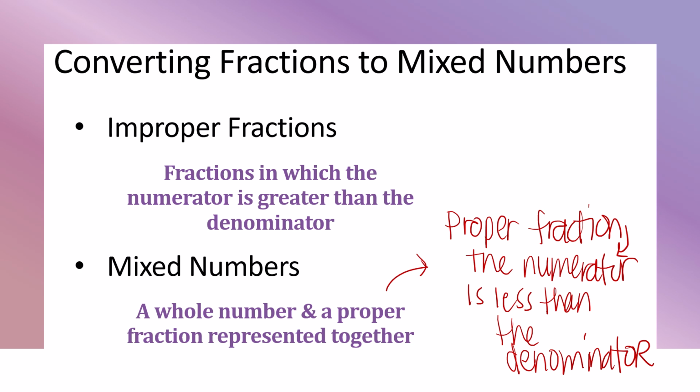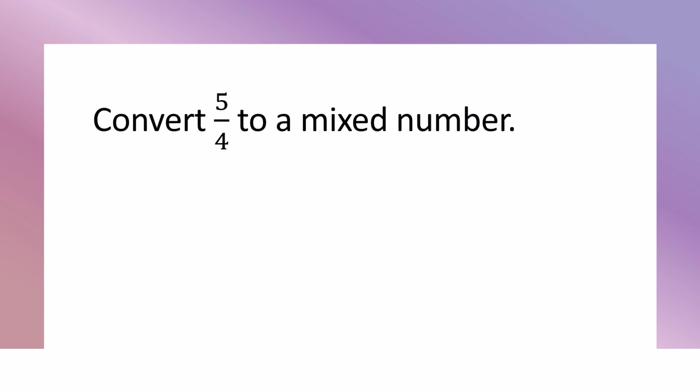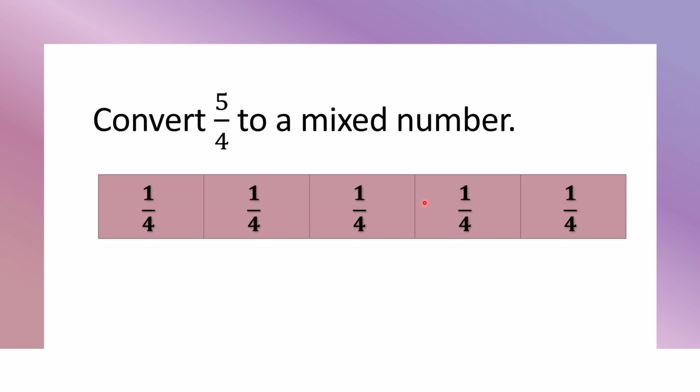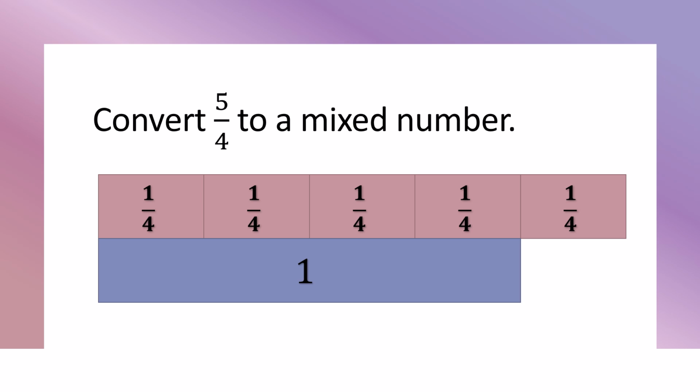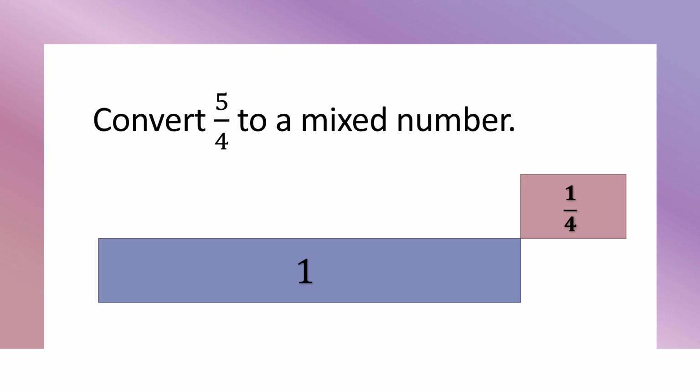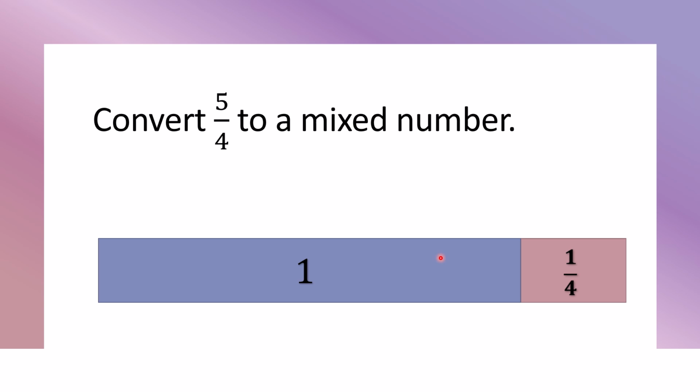So let's talk about how we convert those. All right, so we're going to convert 5 over 4 or 5/4 to a mixed number. All right, so let's say that we have represented 5/4 here with the bar model. So we've got 1/4, 2/4, 3/4, 4/4, and 5/4. I'm just going to come in here and match up with my little fraction strips, match up the one block. I'm going to say, okay, well, those represent 1. I'm just going to scoot my 1/4 down, and I can see now that that is 1 1/4.